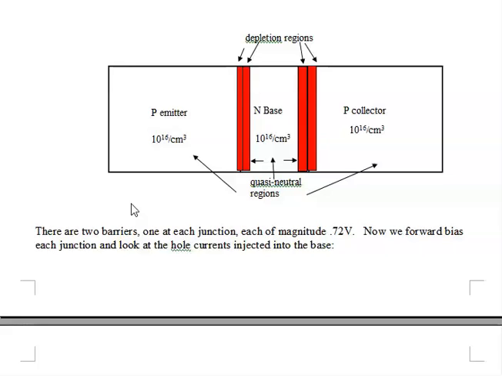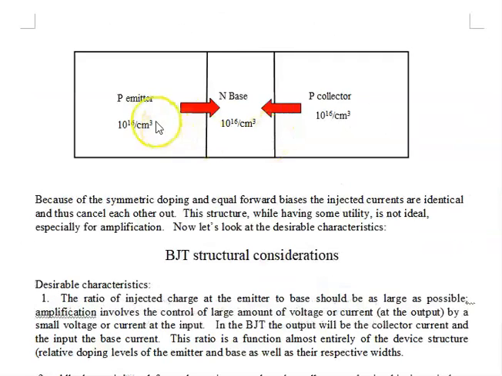each junction. And let's look at the hole currents. Just looking at the hole currents. We're not going to now deal with the electron currents. There's a hole current from the emitter to the base, and there's a hole current from the collector to the base. And they're both forward biased to the same extent. They both have the same magnitude of forward bias. Therefore, we expect these currents to be precisely the same.